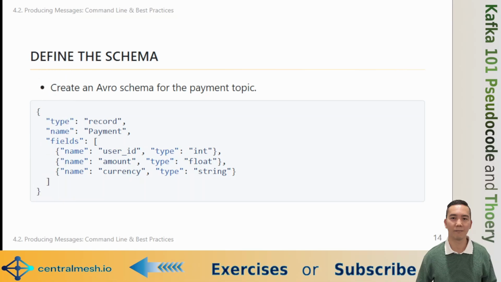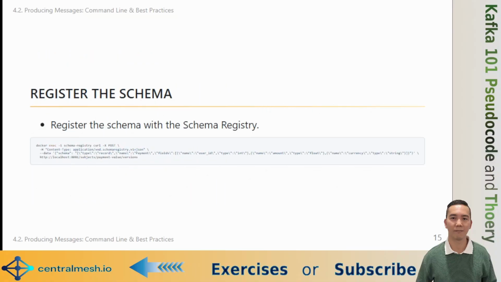Next, we'll define an Avro schema for the payment topic. Here's an example schema that we will use. Once we have the schema, we need to register it with the Schema Registry. You can run the command on the screen to do that.